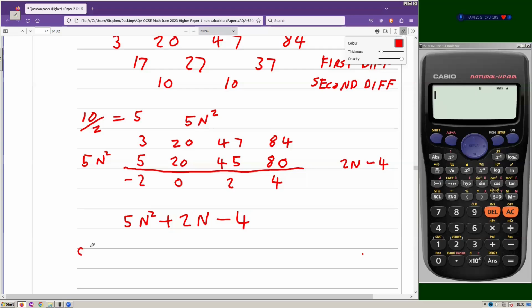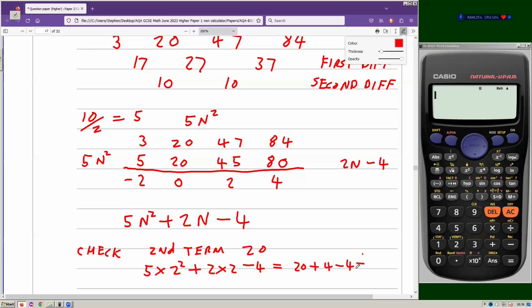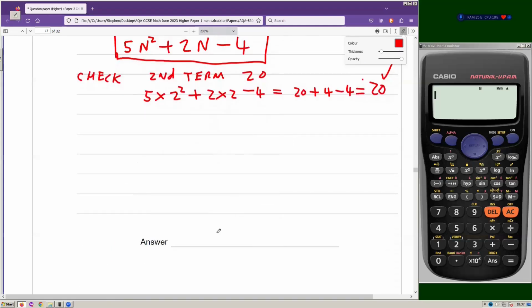Let's check. -4, 20. Yes, it works. Okay, so that is our answer. Better put it in the right place.